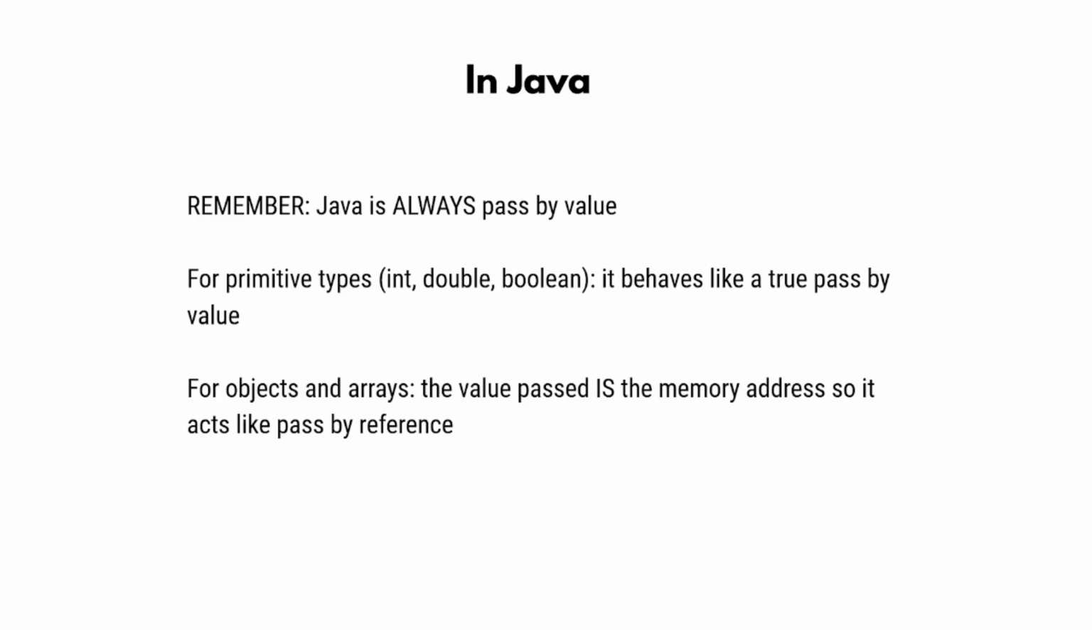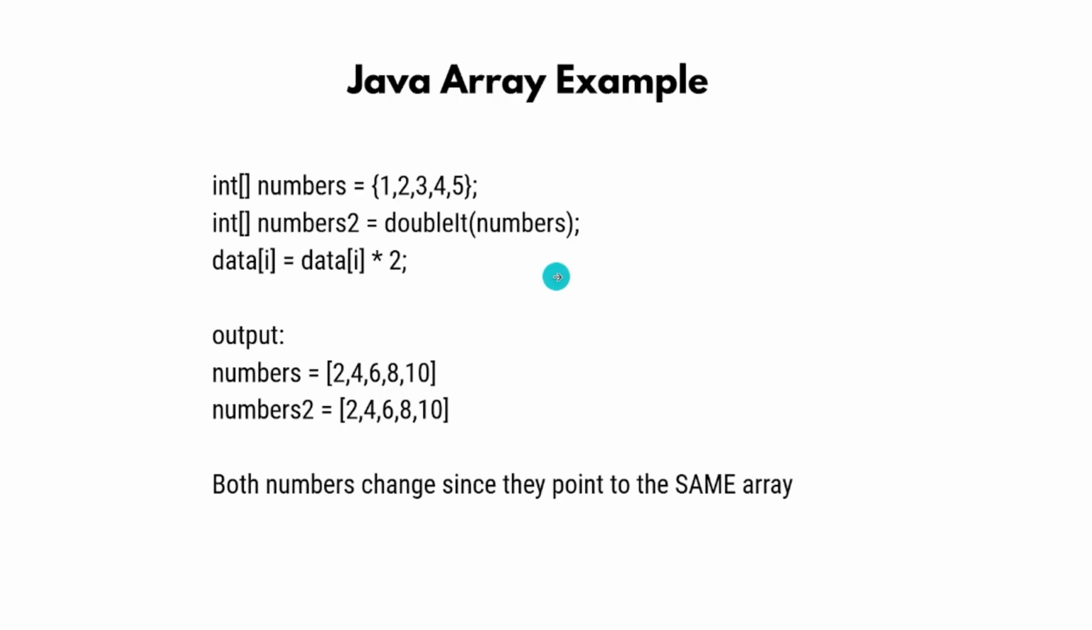So in Java, interestingly, Java is always pass by value. And for primitive types like int, double, boolean, it behaves like a true pass by value. But for objects and arrays, the value passed is the memory address, so it acts like a pass by reference. Okay, so an example of this, Java's weird behavior, is this Java array example. So you have essentially the same program as before, as we just looked at.